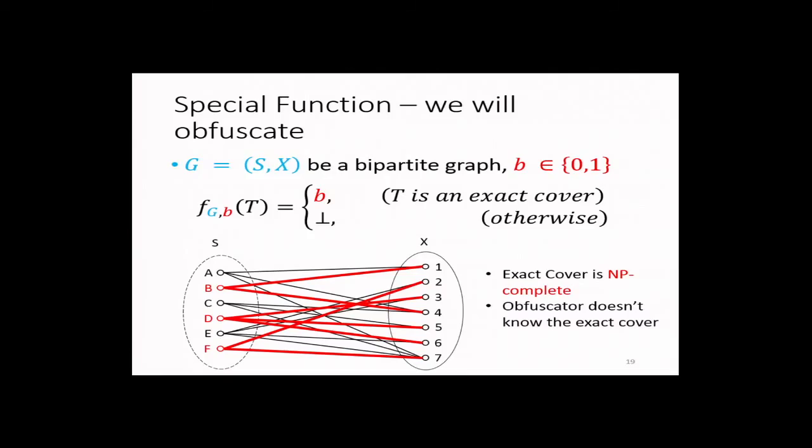Two points to keep in mind: exact cover actually turns out to be NP complete, so having the graph G there is not sacrosanct. You could have an arbitrary NP relationship and reduce it to exact cover. The second point, just like I made for witness encryption, is that when I'm going to be obfuscating this function, or a program that implements this function, the obfuscator doesn't even know whether this graph has an exact cover or not.